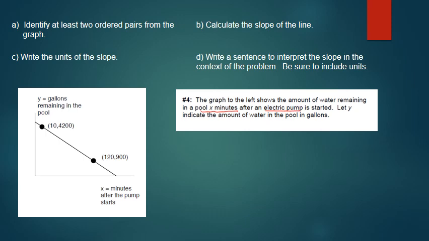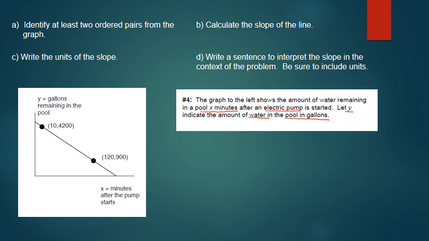So we have that one measurement is X minutes. What happened was that an electric pump was started. All of those things will be important when we're writing our sentence in part D. And then let Y be the amount of water, so amount of water in the pool in gallons. Again, everything that I have marked will be included in some form or another in the sentence that we're going to write.